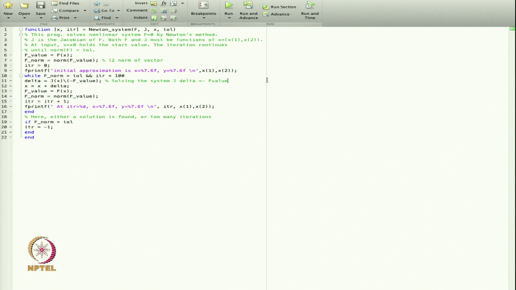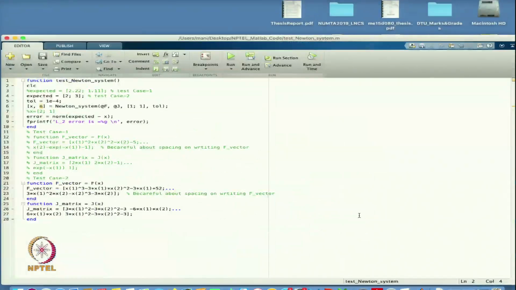Now, I have to write the main program. So, the main program is written like this. Because we are dealing with the system of equations, I am writing this in the form of a function. I am writing function test Newton system and no argument. It means it will work as a script file.